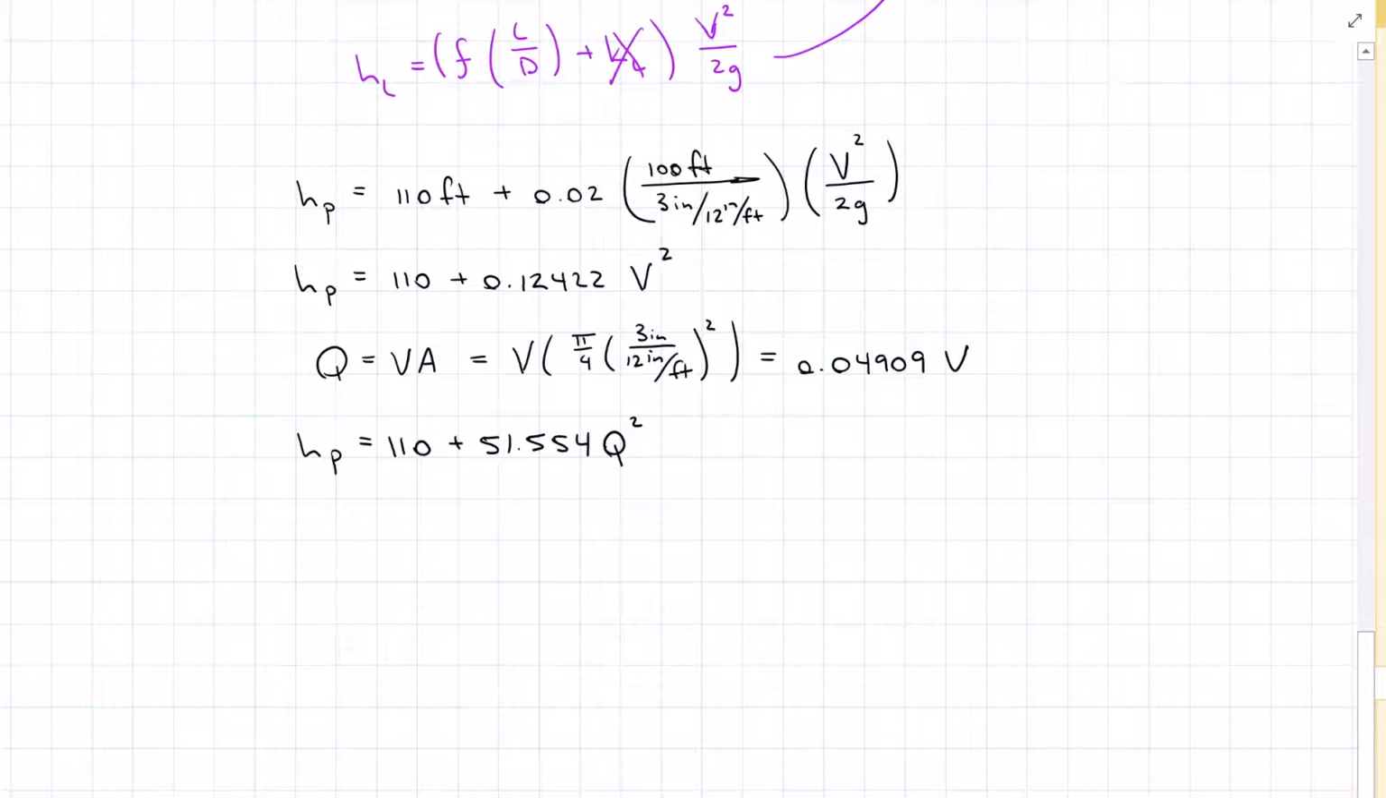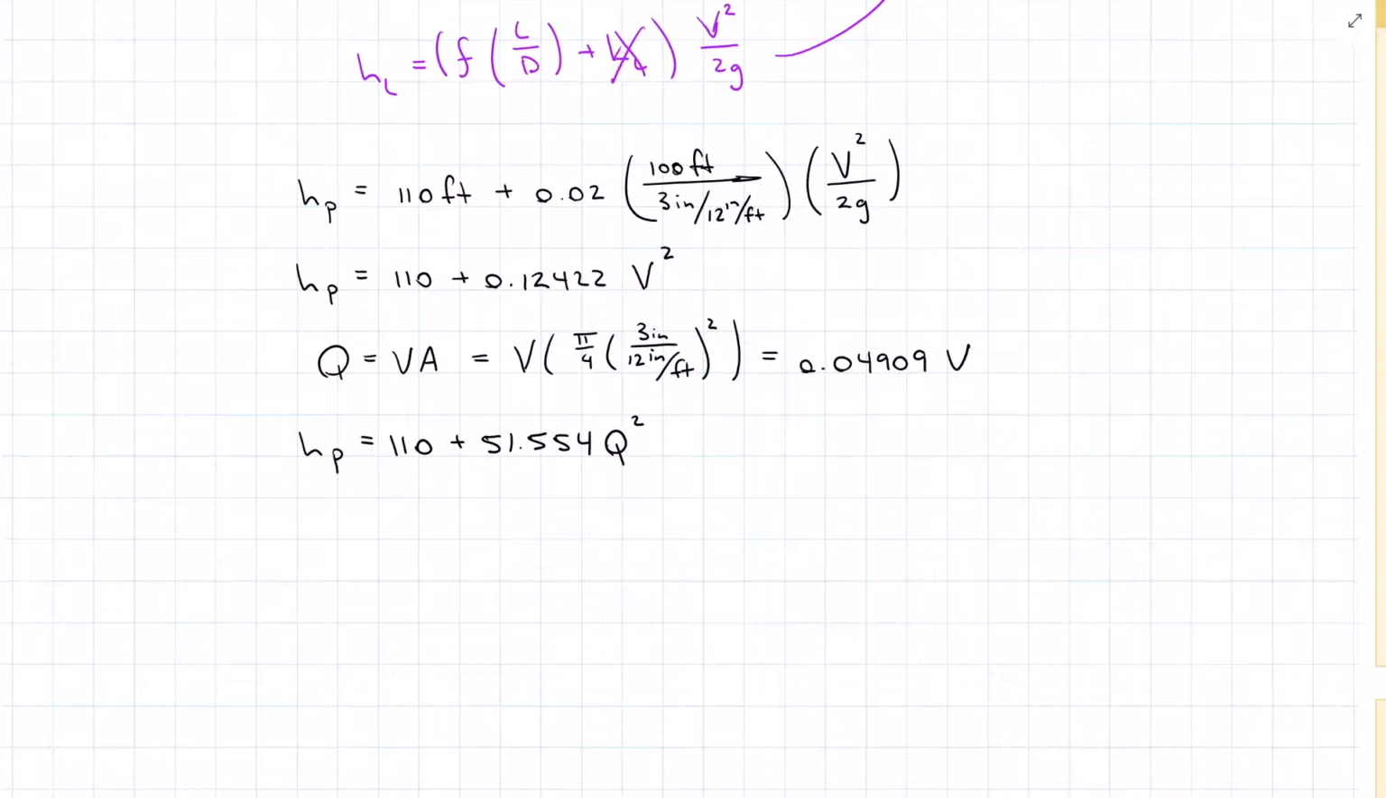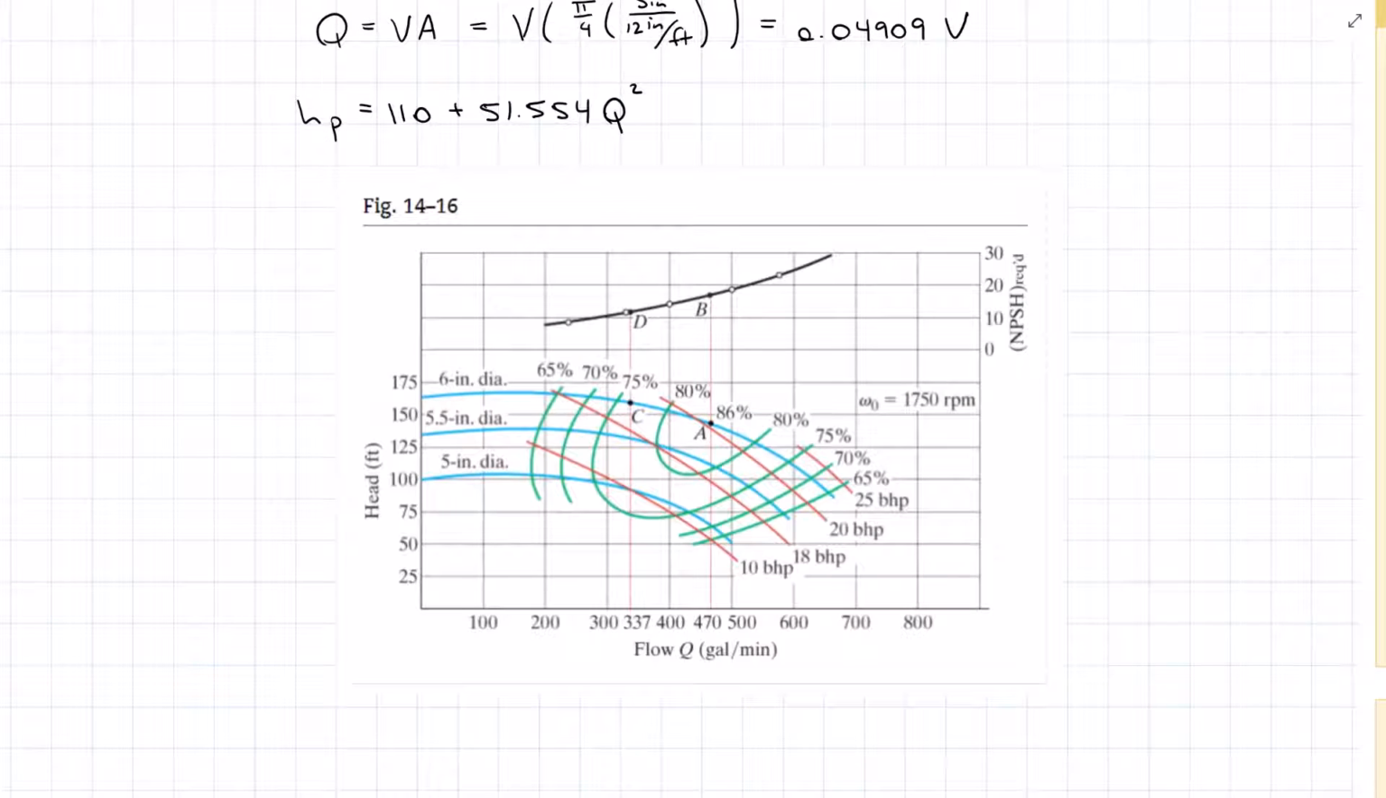To replace that 0.12422 V squared. Now I have the pump head in terms of flow rate, and I can look at figure 14.16. In this figure, we want our head and flow rate to fall along this blue line, and we have neither. So I need to take a guess at a flow rate to get to a pump head, and then once I find one that's about on that line, that's going to be the Q and H that I use.